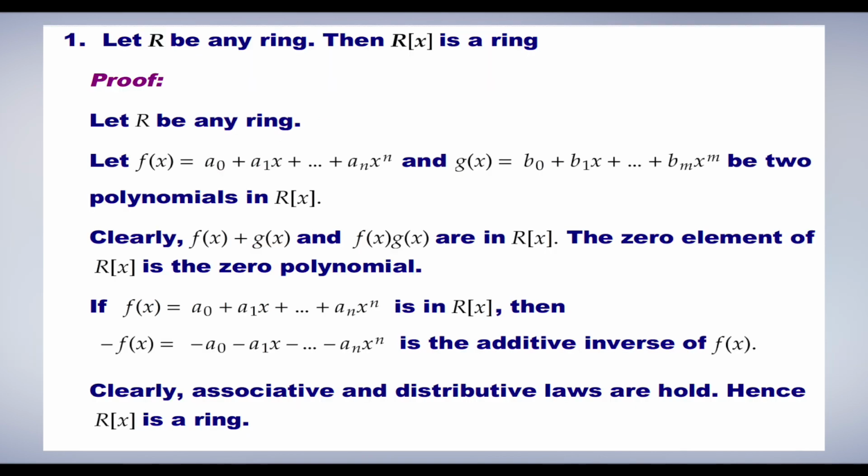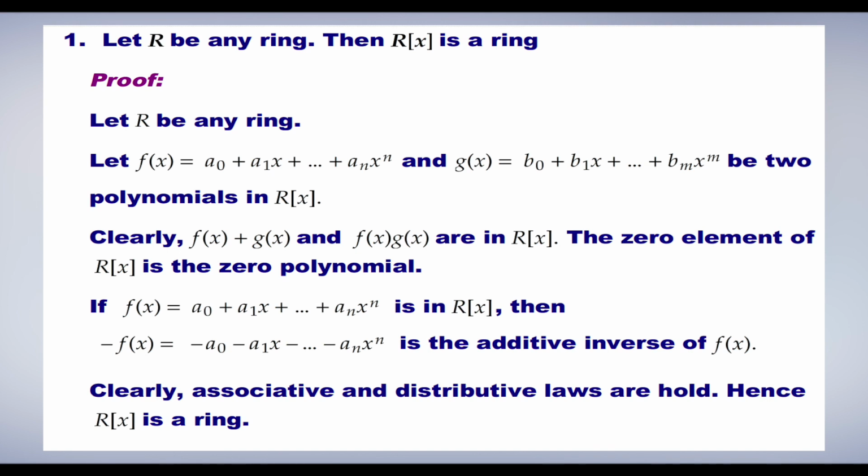Algebraic properties of polynomial rings are, let R be any ring, then R[x] is a ring. Let's see the proof here. Let R be any ring. Let f(x) equal a0 + a1x + and so on + an x^n, and g(x) equal b0 + b1x + and so on + bm x^m be two polynomials in R[x]. Clearly, f(x) + g(x) and f(x) times g(x) are in R[x].